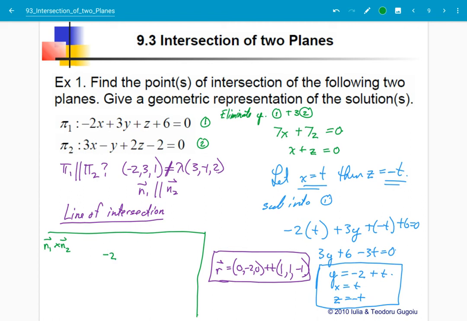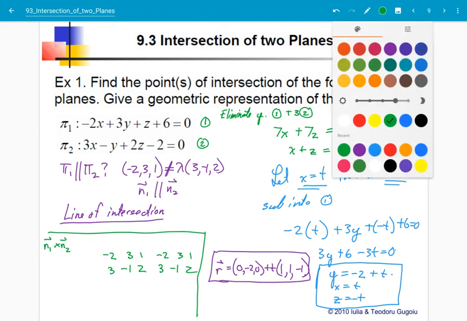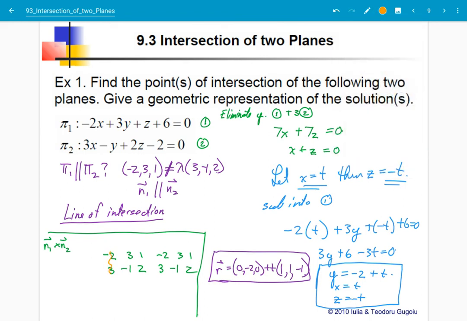Negative 2, 3, 1, and negative 2, 3, 1. Those are the components of normal 1, and components of normal 2. And now I'm going to do the cross product. Ignore that. That's 6 minus negative 1, so that's 7. 3 minus negative 4 is 7. And 2 minus 9 is negative 7. Oh, if I factor out a scalar of 7, I get 1, 1, and negative 1.